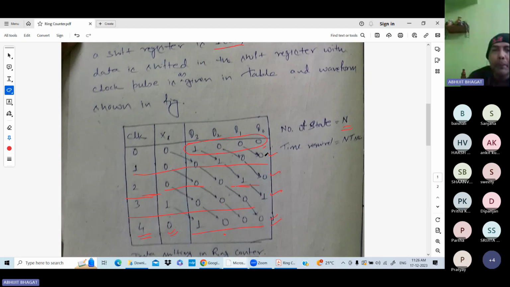By using this counter, you can count a maximum of up to n states. N states means, if the number of flip flops is n, you can count a maximum of 4 pulses. Clock 1, clock 2, clock 3, and clock 4. After that, it is repeated here.